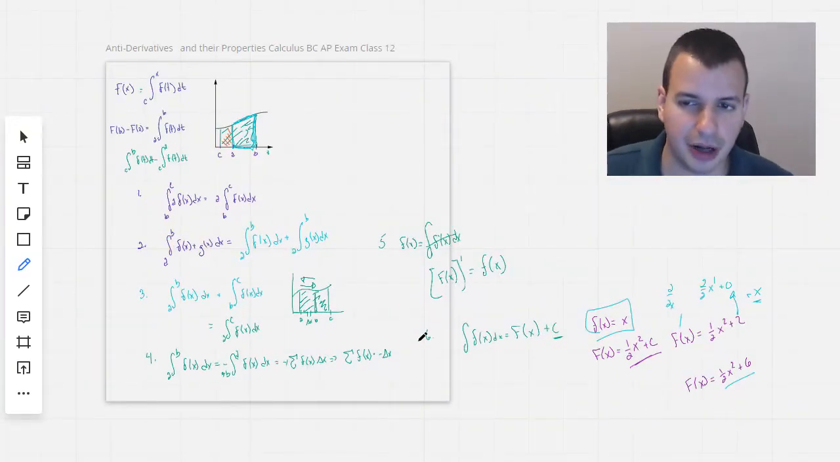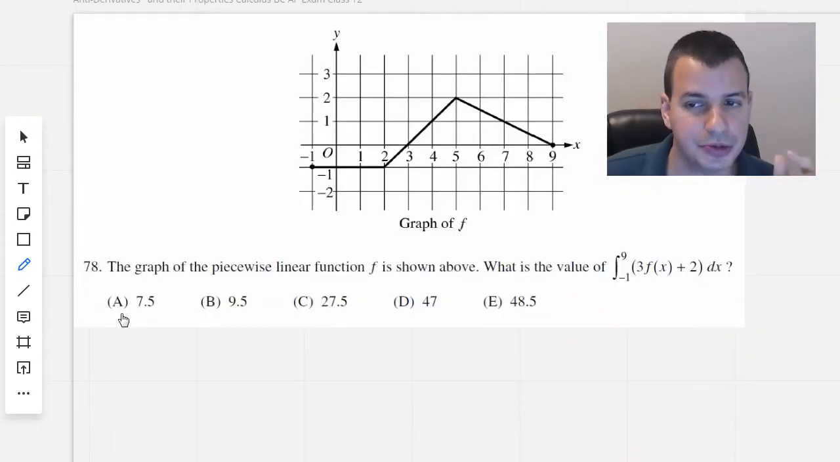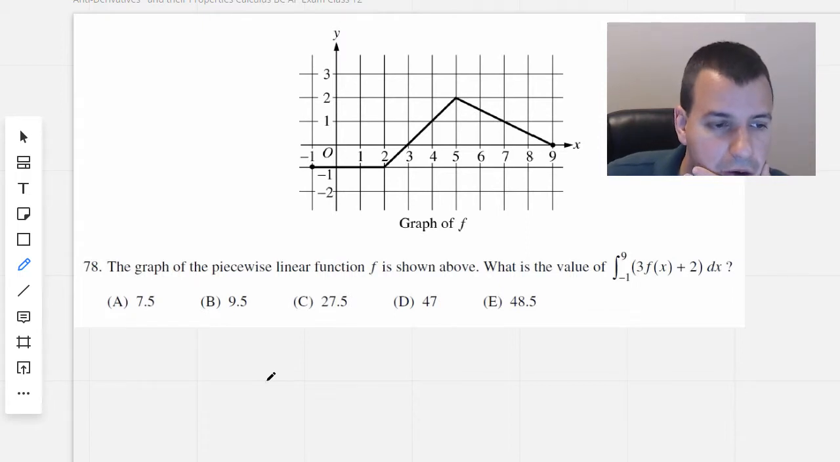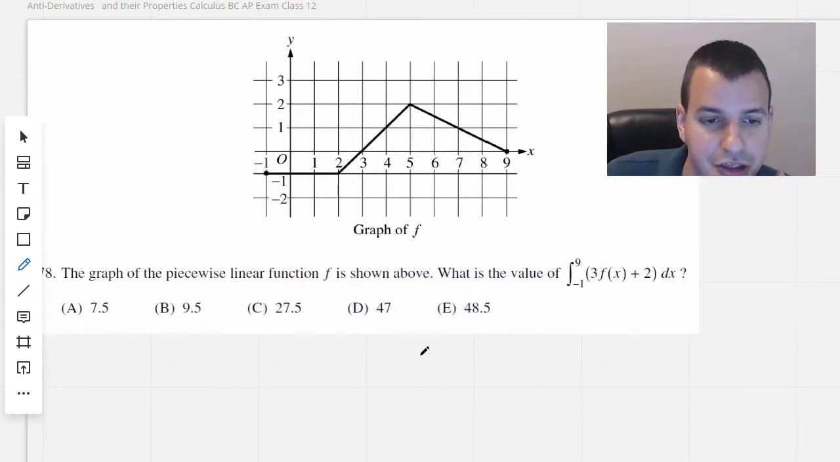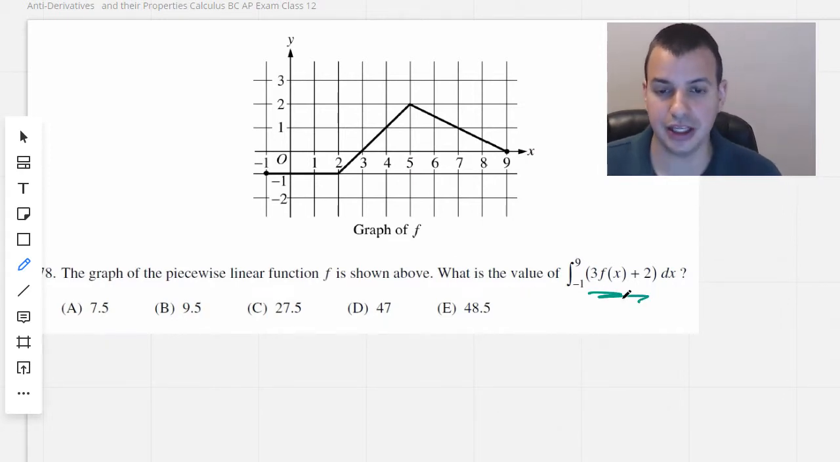So now let's work through a couple of problems to see why these are useful and how they will come in handy. The first problem I'd like to look at is the graph of a piecewise linear function, f, as shown above. What is the value of the integral from -1 to 9 of 3f of x plus 2 dx? We don't actually know the antiderivative of this.